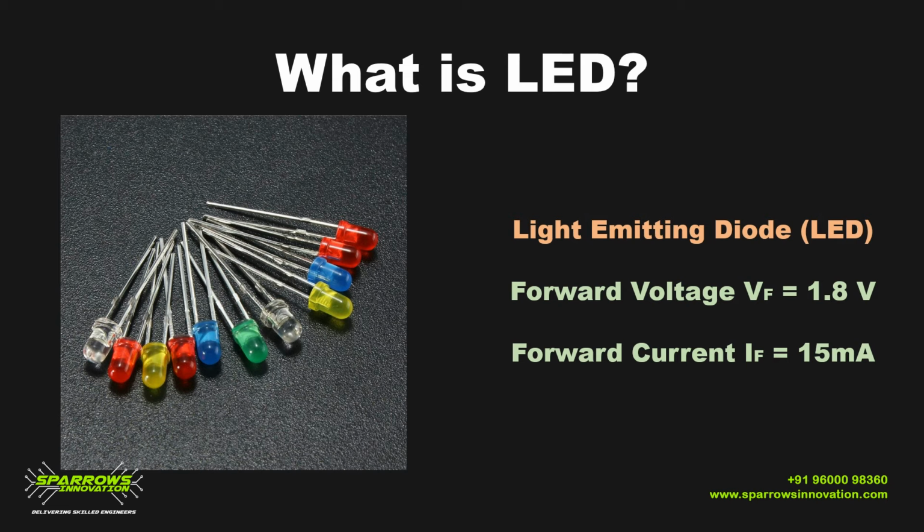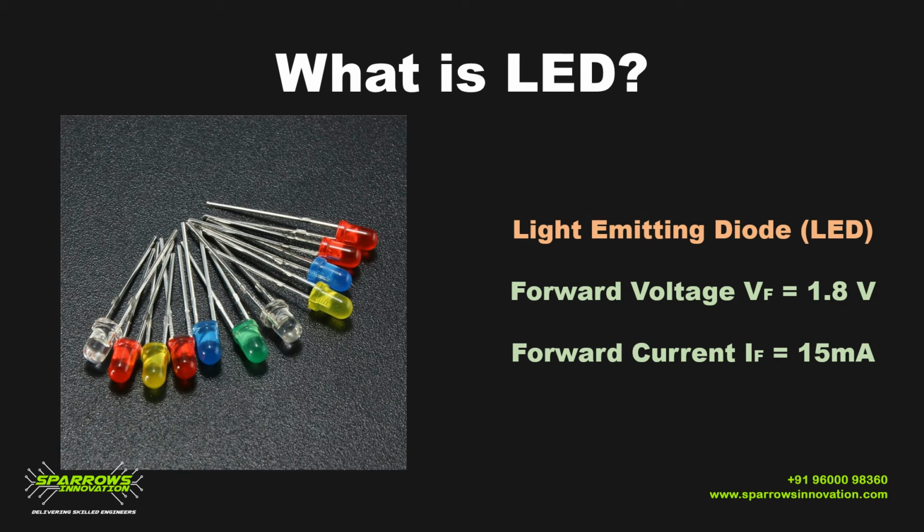Both these LEDs have standard data of forward voltage as 1.8 volt and a forward current of 15 milliampere. The forward voltage is nothing but the minimum voltage at which the LED will glow. The forward current is the maximum withstanding current of an LED, which is 15 milliampere. That means beyond this 15 milliampere your LED will blow off. So now how are we going to connect an LED with the Arduino?